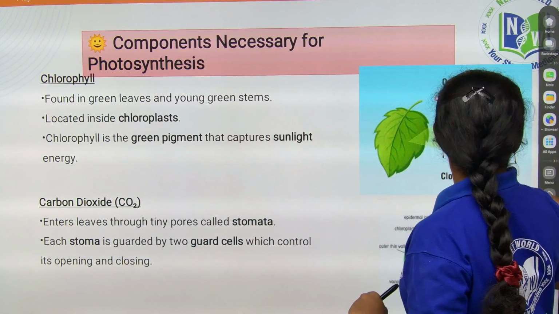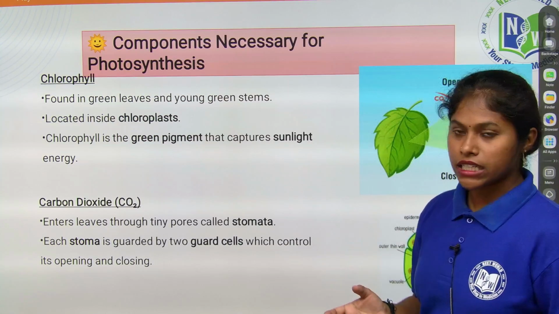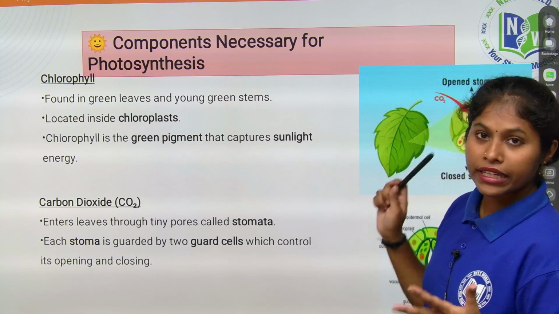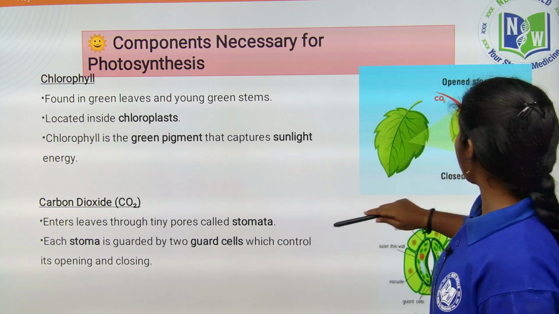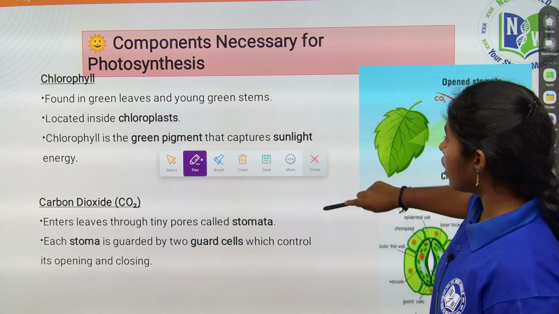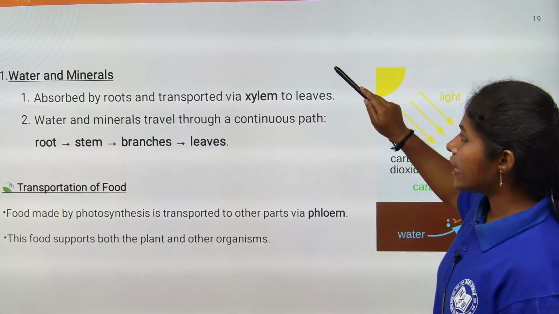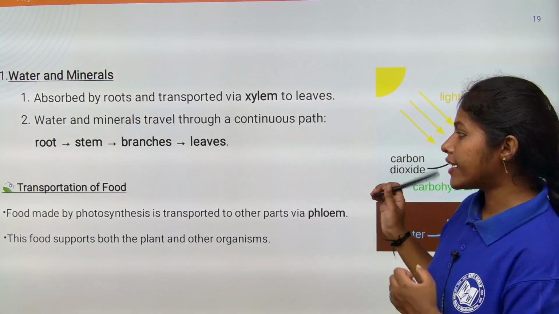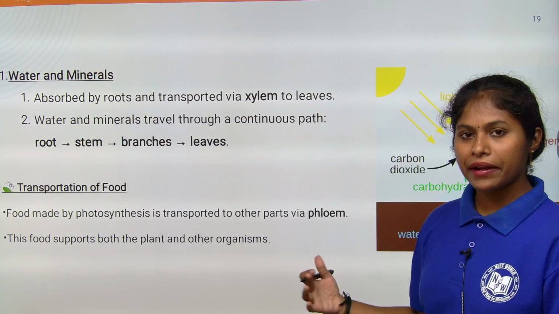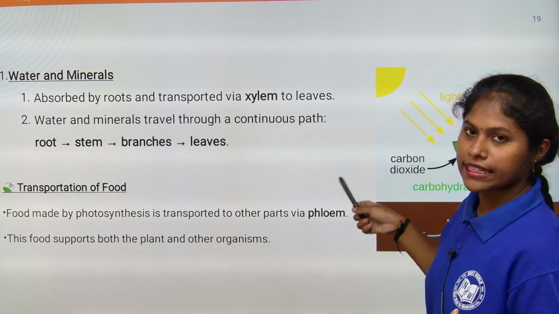So, what are the components, children? Which means required materials, right? So, we need chlorophyll, right? Carbon dioxide, and also water and minerals, and at last whatever food is prepared, it is transported to all parts of the plant, right?